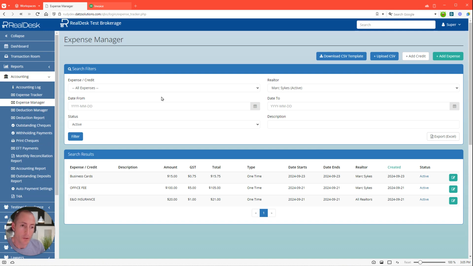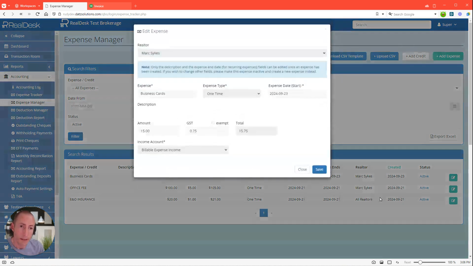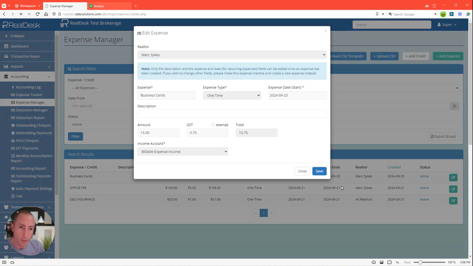It might be useful to just start by looking at how an expense works in both RealDesk and QuickBooks. In RealDesk, in the expense manager, when you set up an account, you will be asked to link it to a QuickBooks income account. And that's also another area where we've had a little bit of confusion in the past. It's called the expense manager because it represents an expense to the realtor. For the brokerage, it is income.